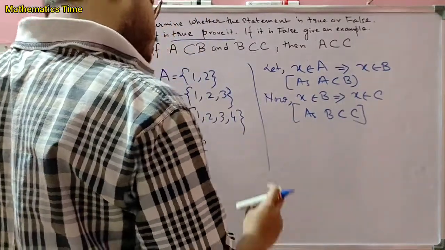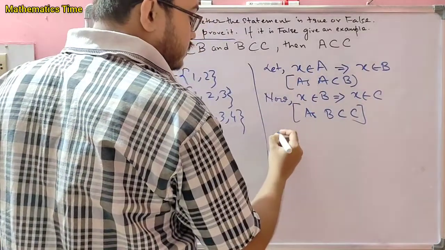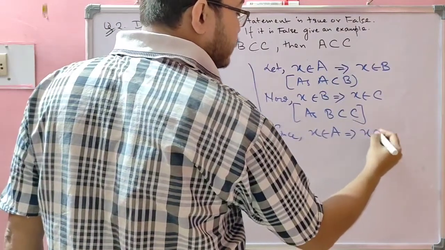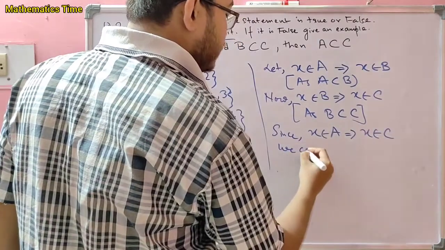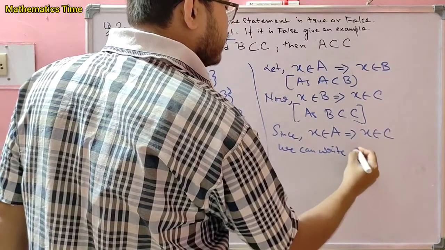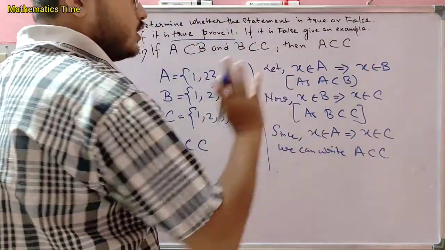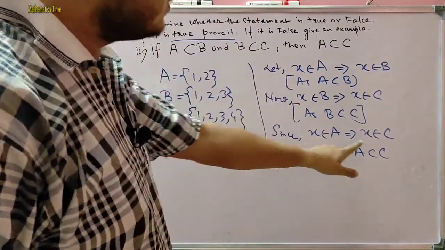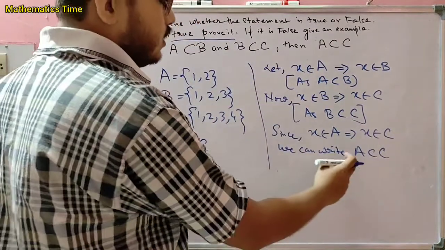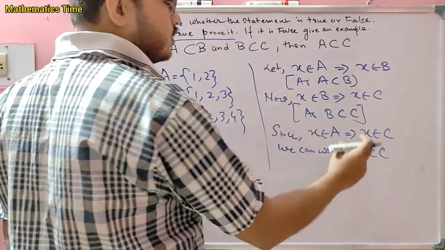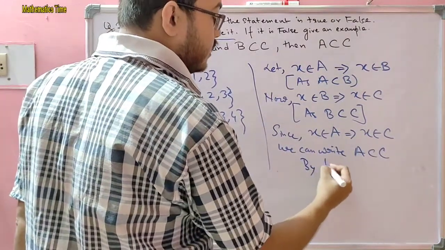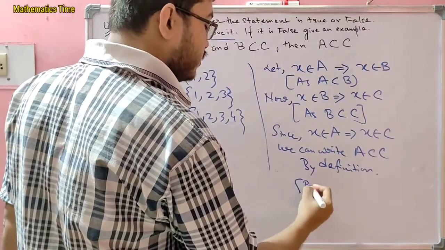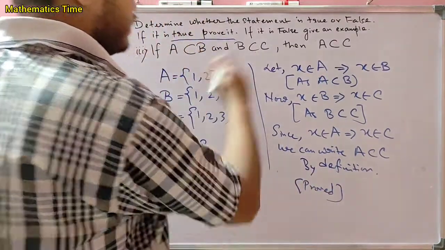Okay. Now what we can see, since x belongs to A implies x belongs to C, we can write A is a subset of C. For any general element x, we proved that if x belongs to A, x will belong to C. Then by definition A is a subset of C. We can write this by definition. This is the proof statement. This statement has been proved.